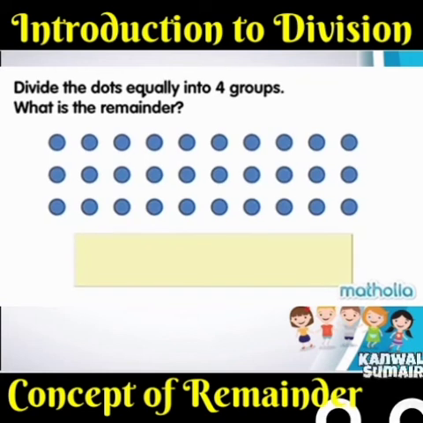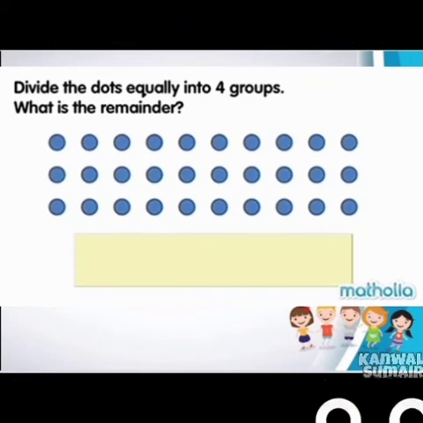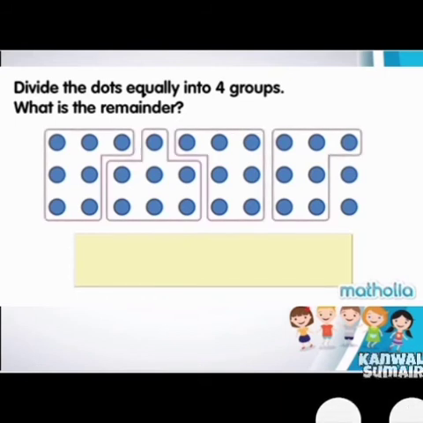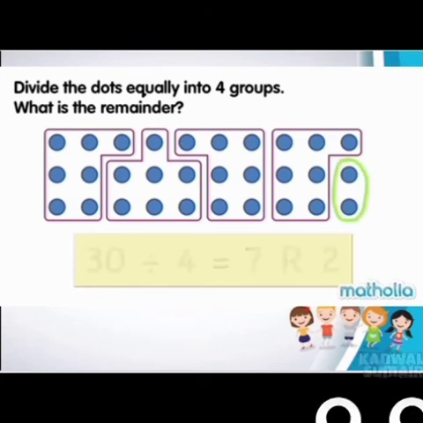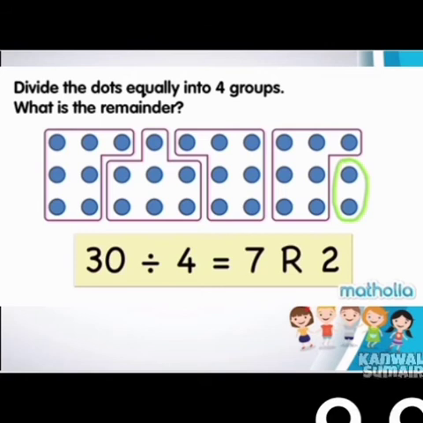Divide the dots equally into 4 groups. What is the remainder? There are 30 dots. We can place them equally into 4 groups, with 7 dots in each group. There are 2 dots remaining. 30 divide 4 equals 7 remainder 2.